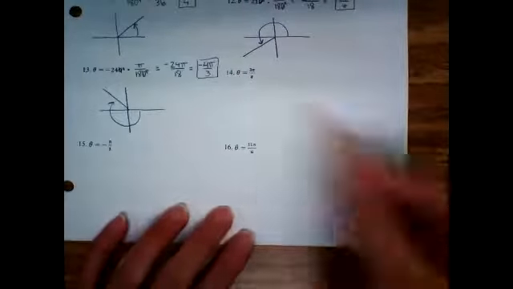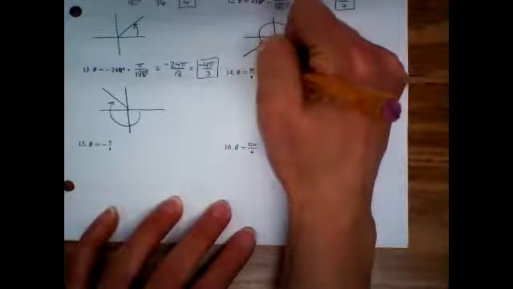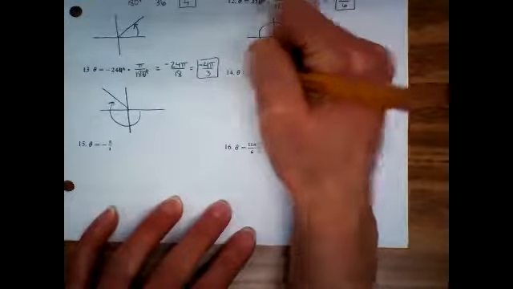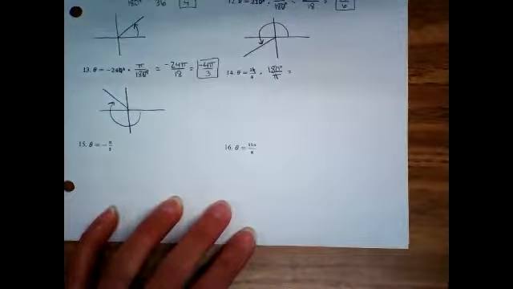Now we're going to do a few the other way. These are given in radians. 3 pi over 4. This time you're going to multiply by 180 over pi so that the pi's cancel. And same thing we did on the other side.